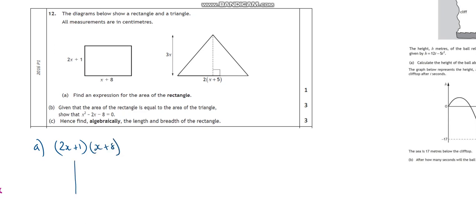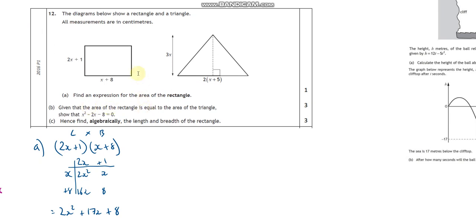I'm just going to multiply that out, just because I think it might come in handy later on, but that would be my expression. So 2x squared, x, 16x, and 8. So it's 2x squared plus 17x plus 8. Yeah, that's my trinomial, and that's like a simplified term. All I'm doing is area is length times width.